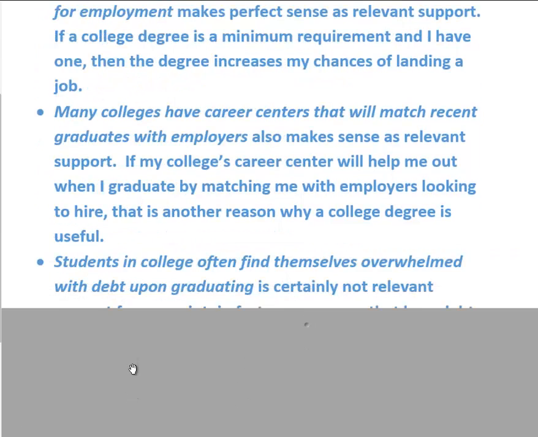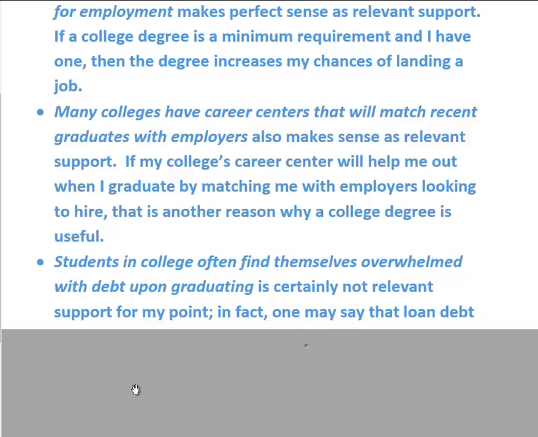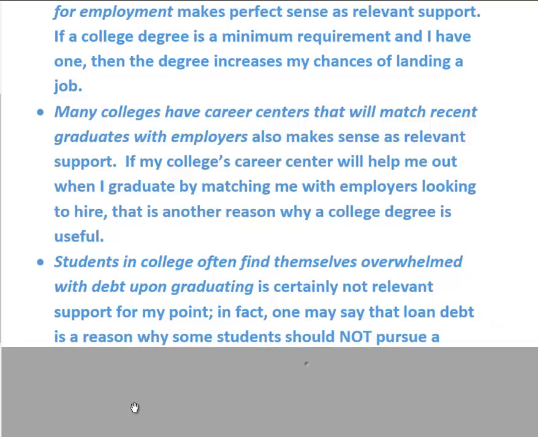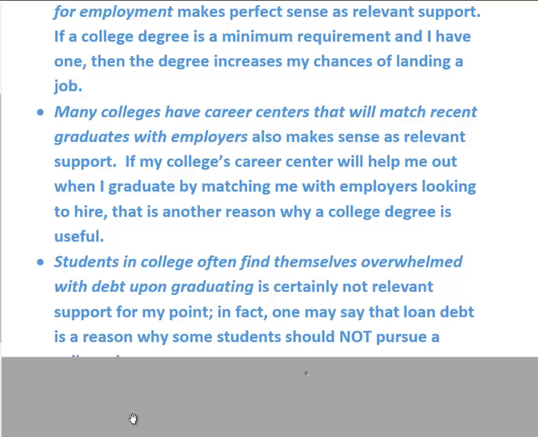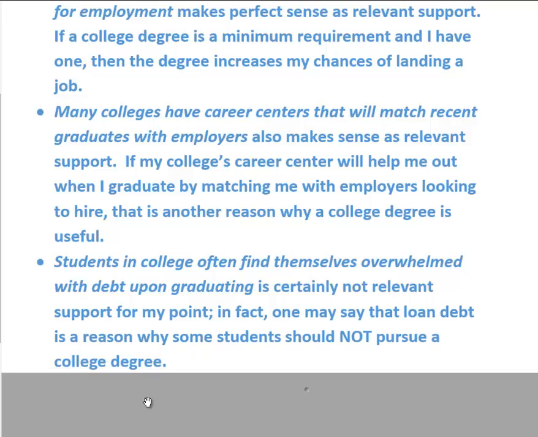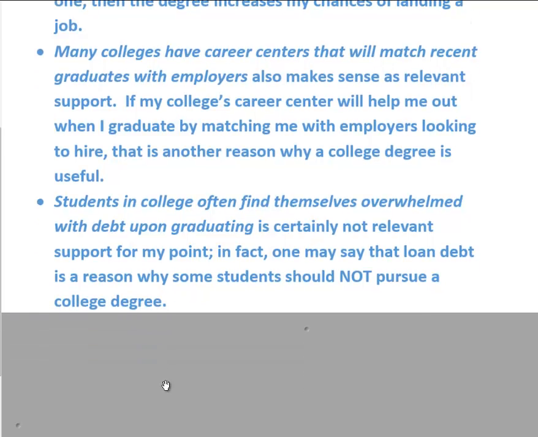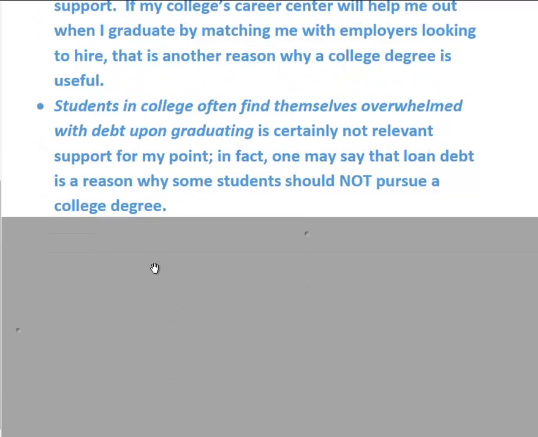Number 4 said, students in college often find themselves overwhelmed with debt upon graduating. And that is certainly not relevant support for my point. In fact, one could argue that loan debt is a reason why some students should not pursue a college degree. So you should not have chosen that one.